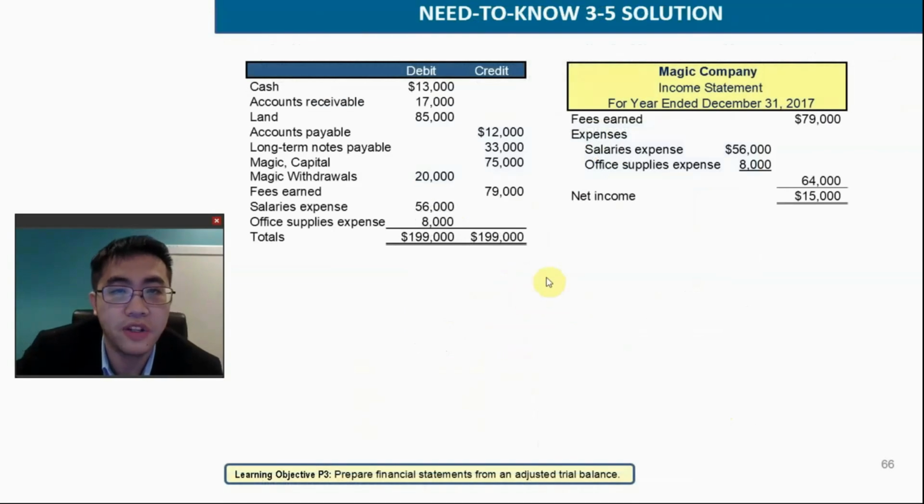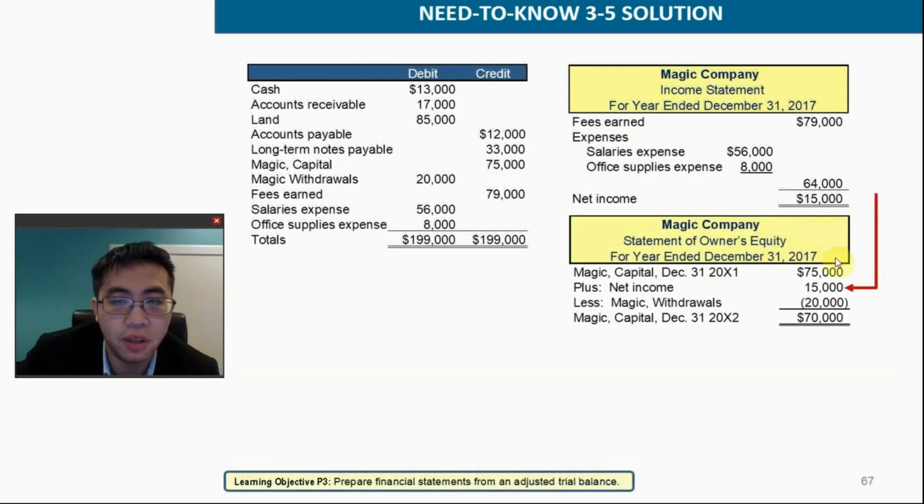So the first step is to generate the income statement. The revenue is put here, and these are negative numbers. You can put them in the same column. You don't have to separate them. So there's 79,000 minus 56,000 minus 8,000. So you will get a net income of 15,000.